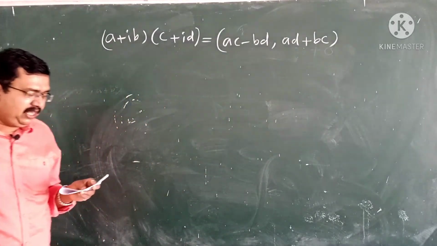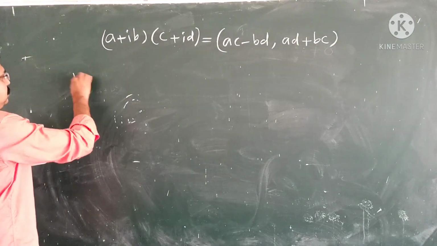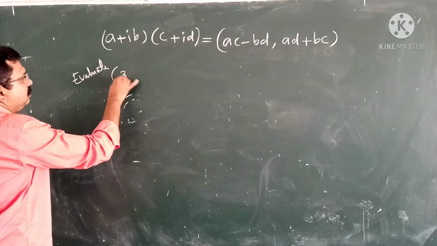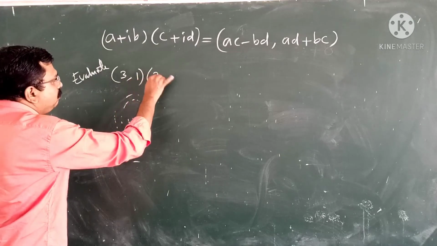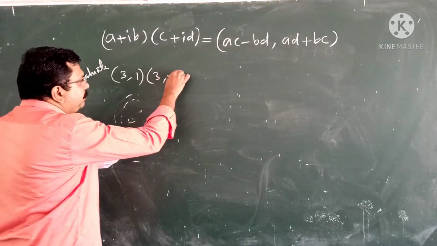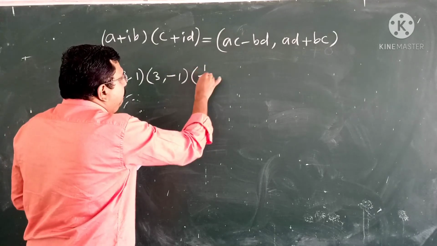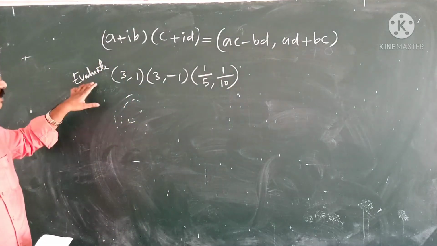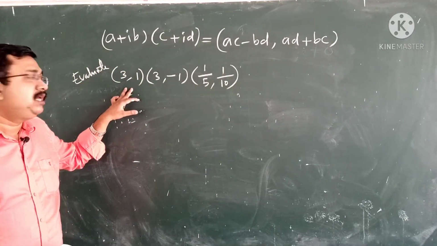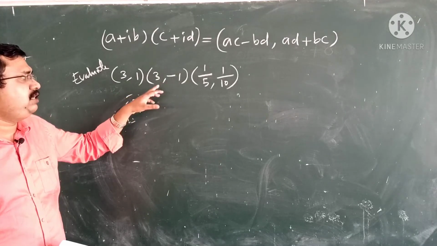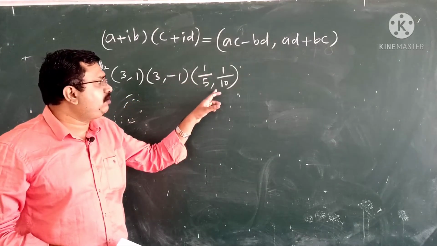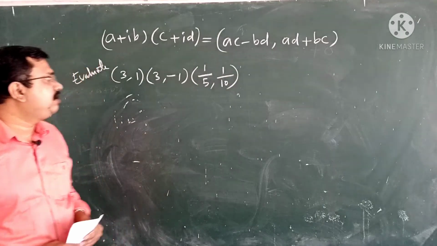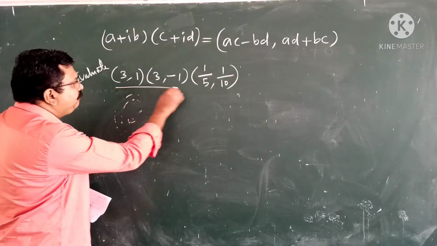Now we can do a problem. Our question is, evaluate (3, 1) into (3, minus 1) into (1 by 5, 1 by 10). Evaluate (3, 1): 3 1 means 3 plus i. (3, minus 1) means 3 minus i. (1 by 5, 1 by 10) means 1 by 5 plus i into 1 by 10. First we can find out the value of this one.